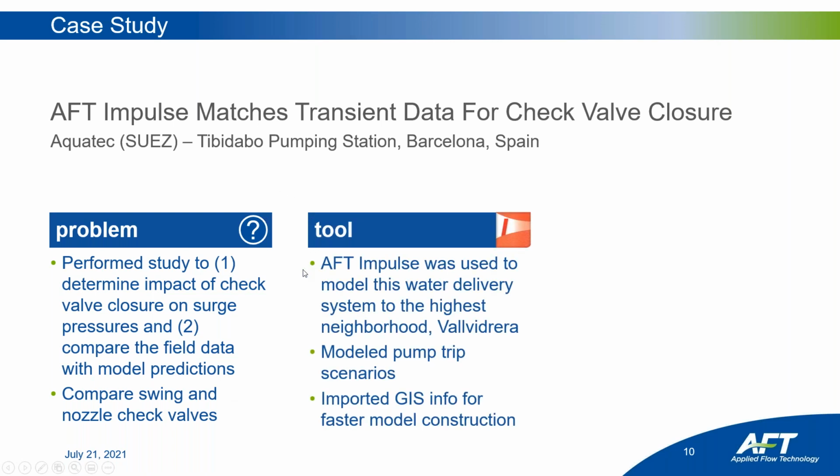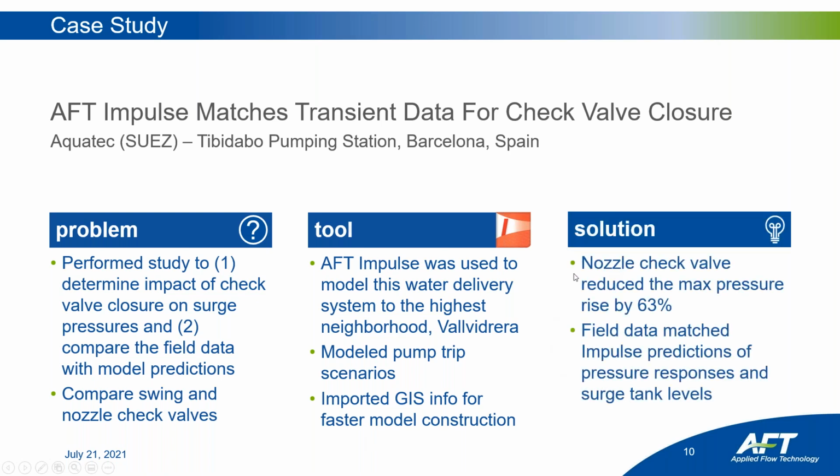So they used AFT Impulse, they modeled their water delivery system, they looked at the highest neighborhood. In this case, it was pumping up 500 feet to a collection of houses, I guess. And again, that high pumping creates a lot of potential for reverse flow. So it makes sense they want to address check valve slam in this situation. They looked at all sorts of different scenarios. And as we'll see when we look at their model, their imported GIS information sped up their model construction.